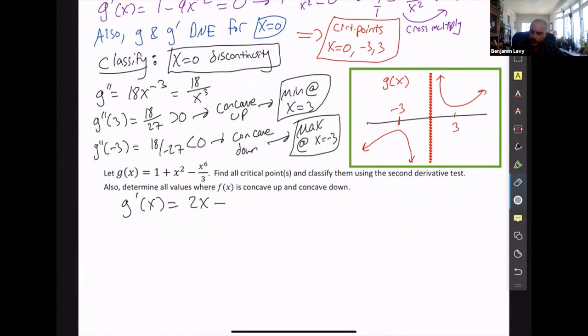2x, what just happened there? It'll be minus 2x to the 5th. And then the second derivative is an even easier power rule, which is just 2 minus 10x to the 4th.